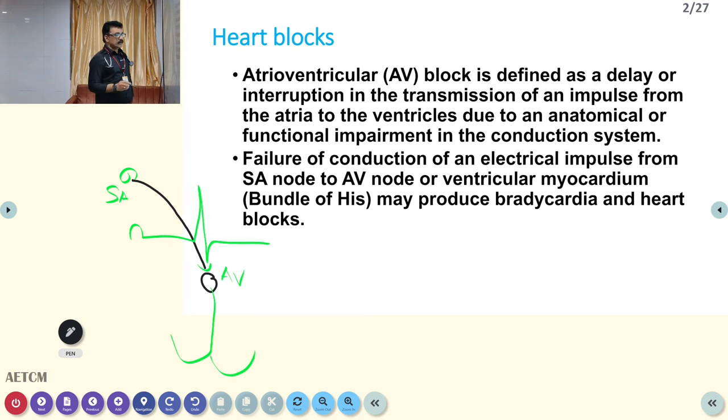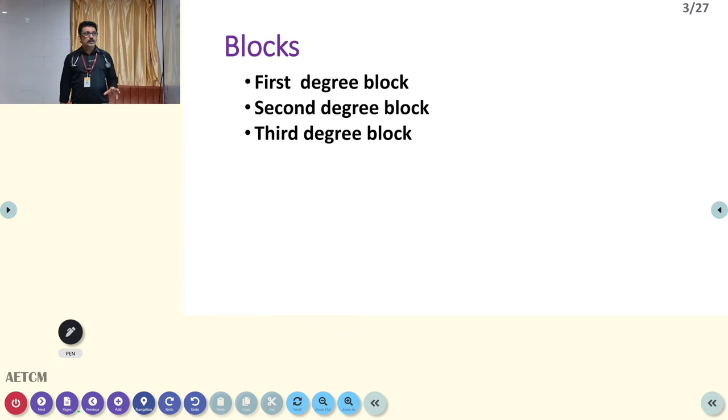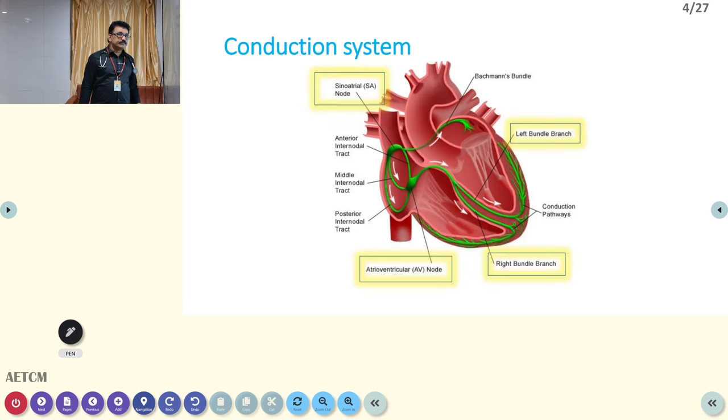So if there is a conduction delay in this area, you can see the same delay here also. We'll see how it happens and how different types of heart blocks look in ECG. Now there are three important types of heart blocks: first degree heart block, second degree heart block, third degree heart block. They are also sometimes called AV blocks.